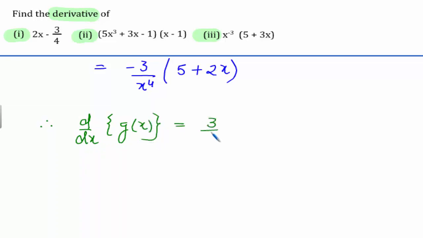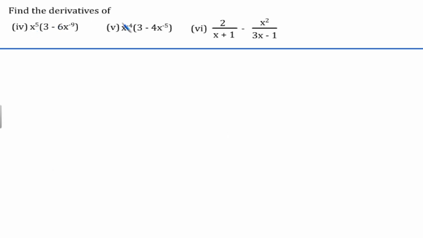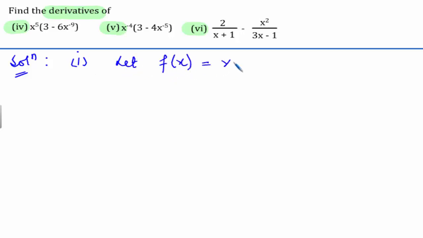So this completes the solution. In this question, we have to find the derivatives of the following given 3 functions. Let's begin with the solution. In the first part, let us define the given function by f(x). So f(x) is equal to x raised to the power 5 into (3 minus 6 times of x raised to the power minus 9). Now, we have to find f dash x.